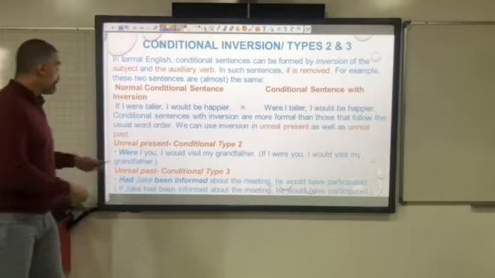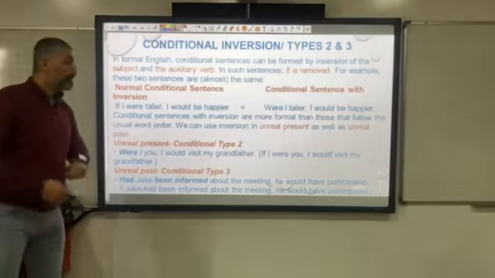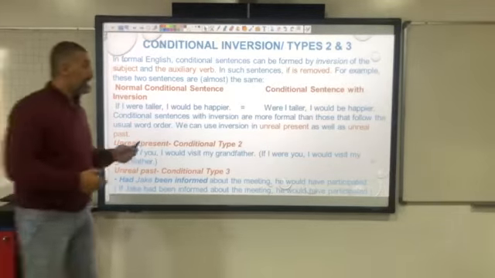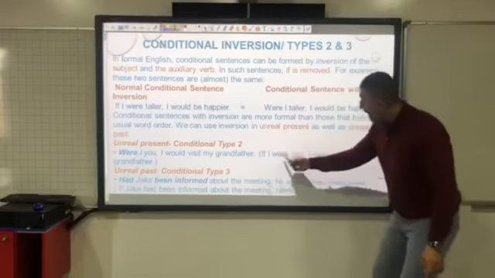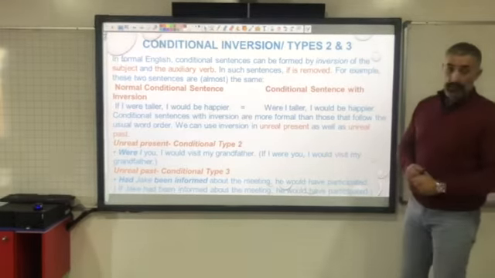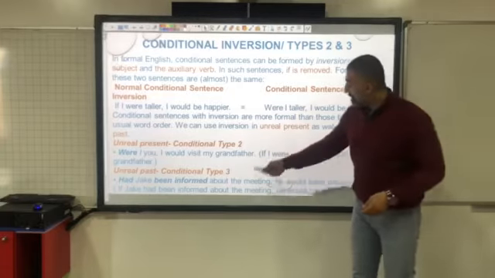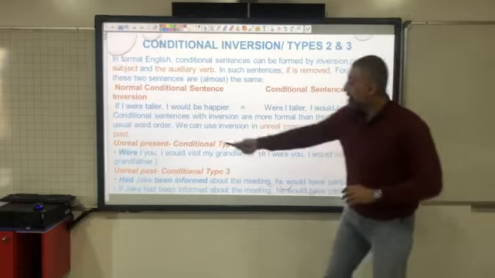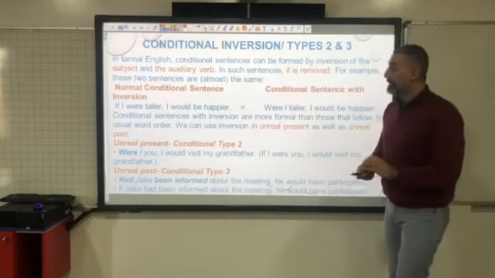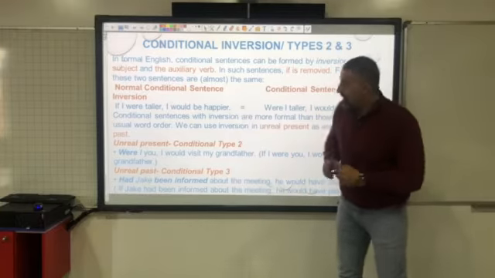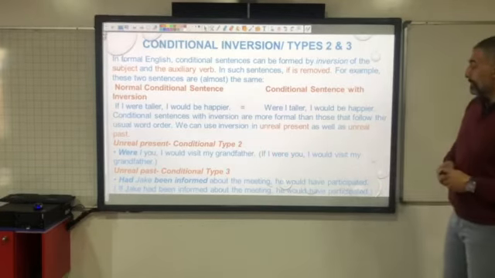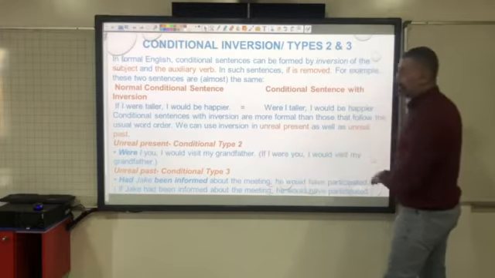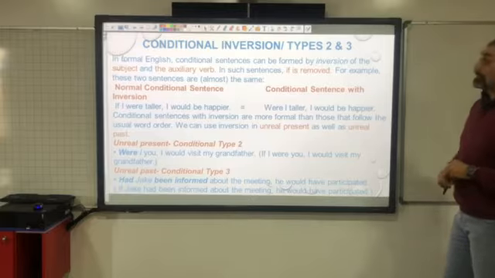To get into more examples of this, the unreal present, or conditional type 2: were I you, I would visit my grandfather. This sentence has originally been, if I were you, I would visit my grandfather. For emphasis and inversion, we remove if and we invert the subject, then the verb. The sentence becomes, were I you, I would visit my grandfather. Unreal past, conditional type 3: had Jake been informed about the meeting, he would have participated. The original sentence was, if Jake had been informed about the meeting, he would have participated.